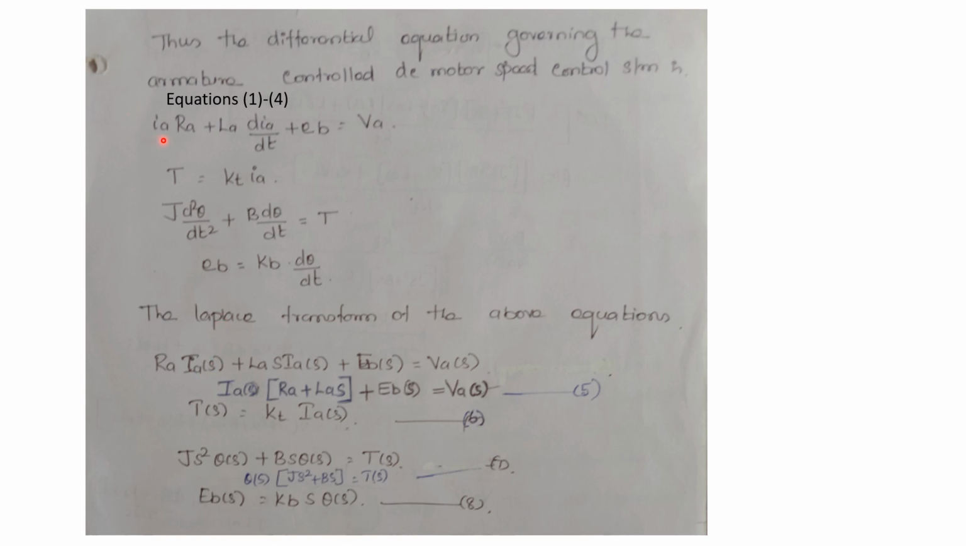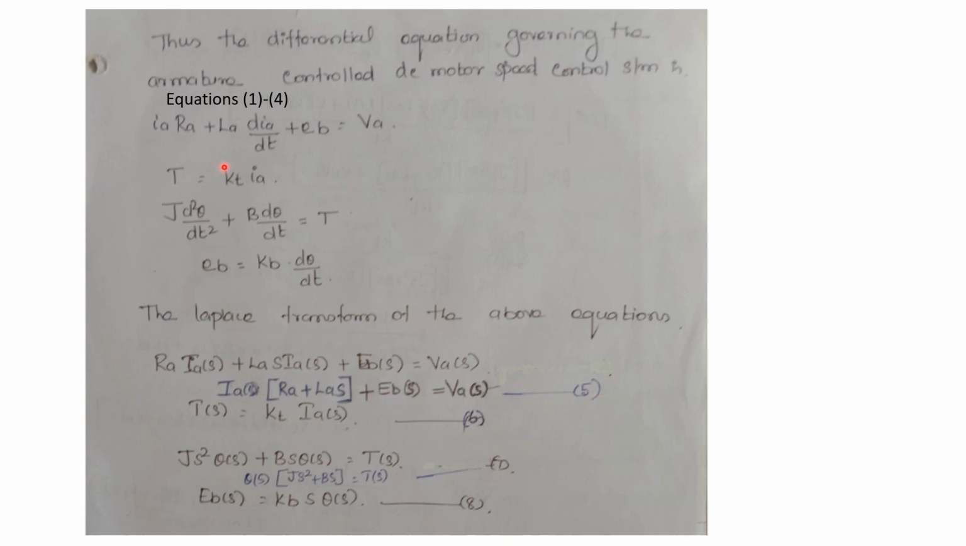Laplace transform of f will be capital F of s. What about the Laplace transform of Ia? Capital Ia of s. Then La is a constant, and the Laplace transform of d by dt will be s, then Laplace transform of Ia, capital Ia of s. Then Laplace transform of Eb, capital Eb of s, and Laplace transform of Va, capital Va of s. Similarly we have to find the Laplace transform for the remaining three equations. From this equation, in the first two terms Ia of s is common, so we can take it outside and write the remaining. Mark this as equation number 5.